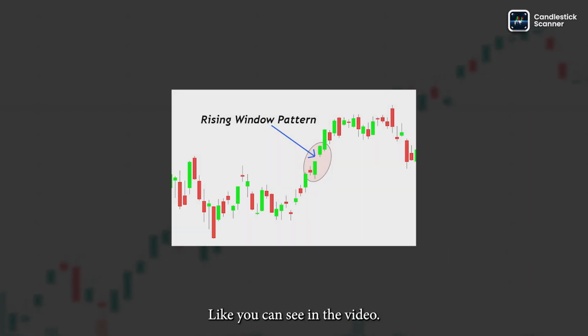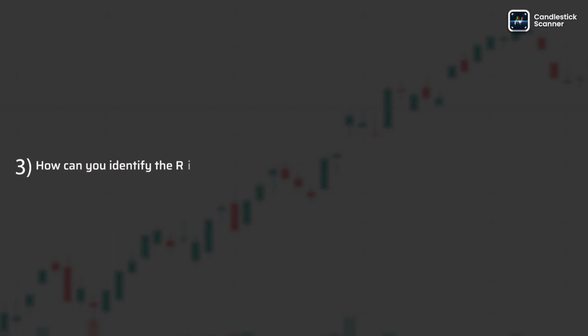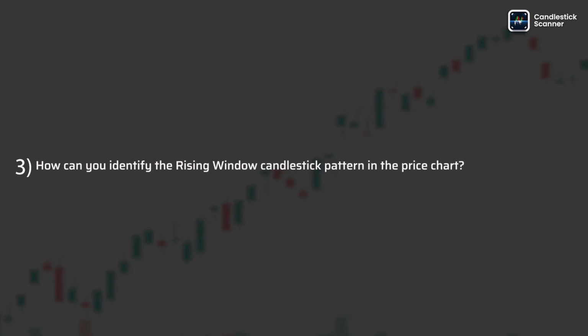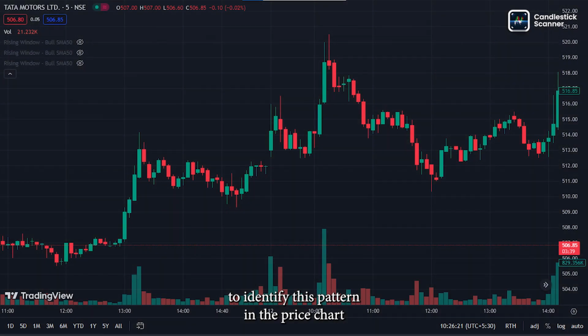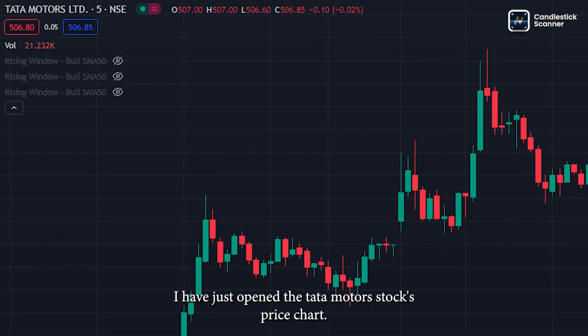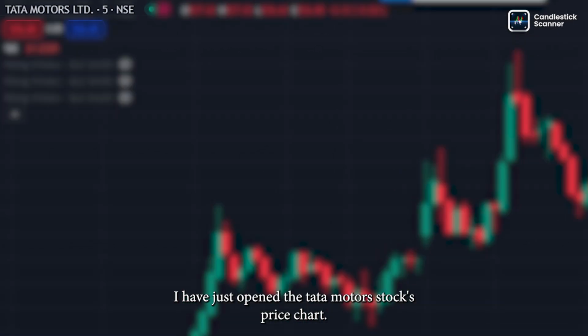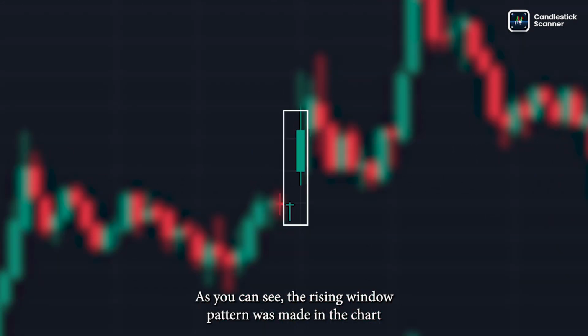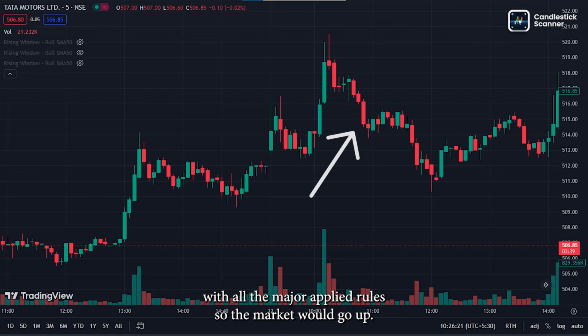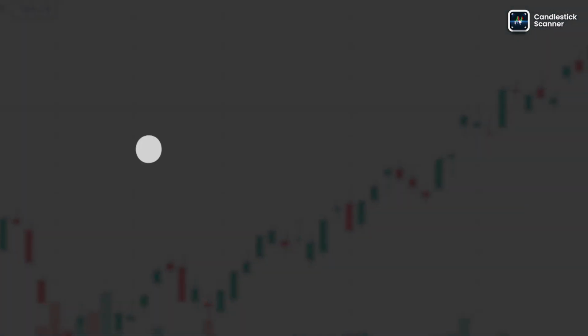How can you identify the rising window pattern in the price chart? To identify this pattern in the price chart, I have just opened the Tata Motors stock price chart. As you can see, the rising window pattern was made in the chart with all the major applied rules, so the market would go up, and it does.